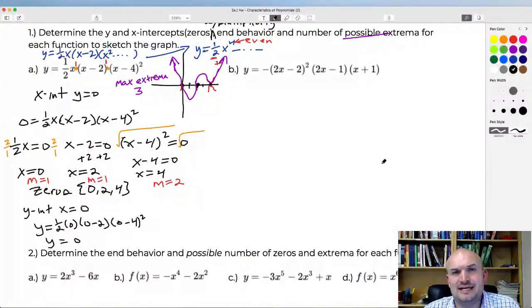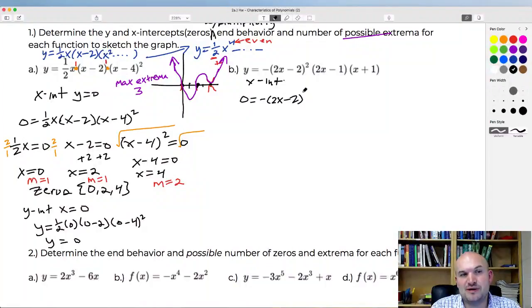All right, the next one is y equals negative 2 times (x minus 2) squared times (2x minus 1) times (x plus 1). Okay, so again, I picked the exact same thing. So again, if we want to find the x-intercepts, same exact thing. Let's set up the zero product property. So I'm going to set my y equal to 0, and then set everything equal to 0.